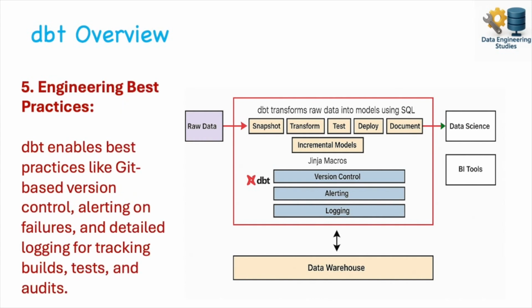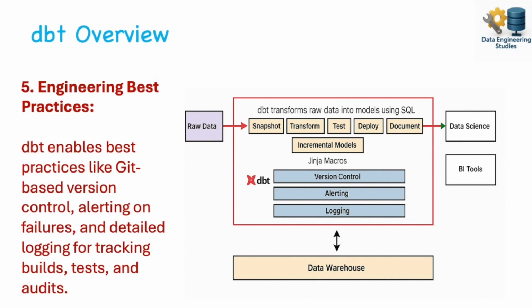Next, let's look at some of the engineering best practices that DBT supports. DBT makes it easy to follow modern development standards by enabling Git-based version control. This allows teams to track changes, collaborate efficiently, and roll back if needed. It also provides alerts on failures so that you can be immediately notified if something goes wrong during the run. With DBT's detailed logging, you can monitor every step of your pipeline, from model build to test results, making it easy to audit and troubleshoot your workflows.